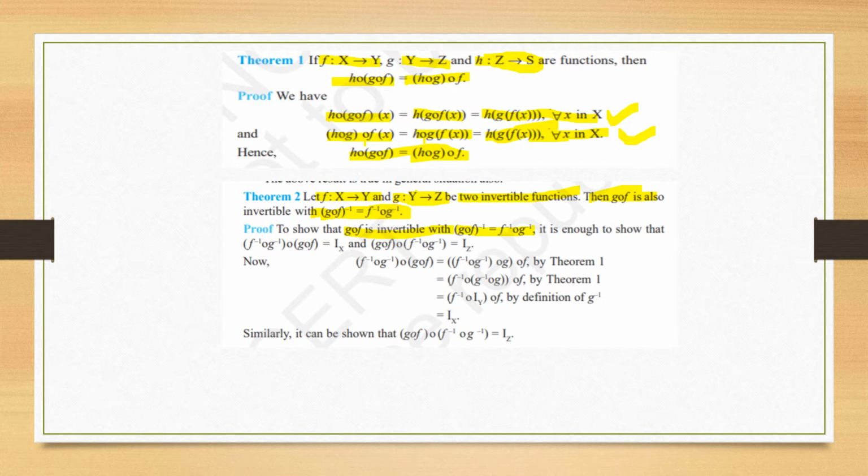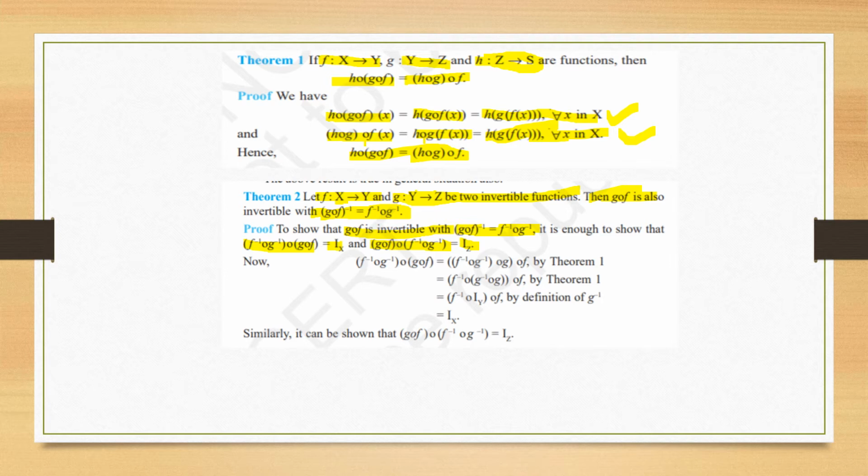So to show that g∘f is invertible with (g∘f) whole inverse equal to f inverse ∘ g inverse, it is enough to show that (f inverse ∘ g inverse)∘(g∘f) is equal to I_X, and (g∘f)∘(f inverse ∘ g inverse) is equal to I_Z. That means (f inverse ∘ g inverse)∘(g∘f) is the identity function of X, and (g∘f)∘(f inverse ∘ g inverse) is the identity function of Z. So start with it.